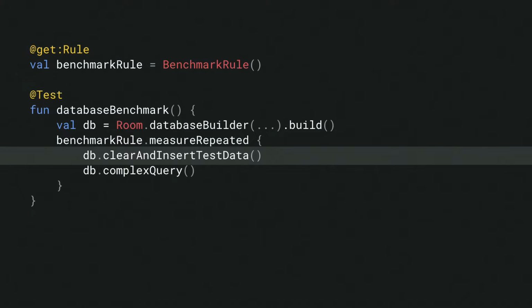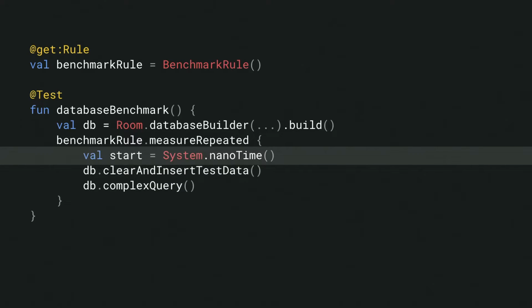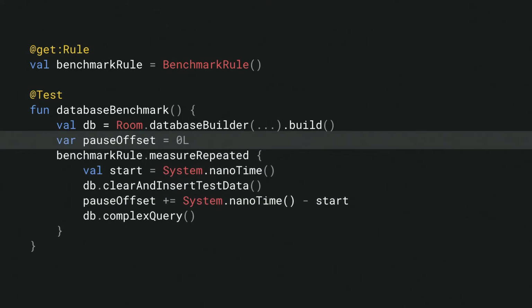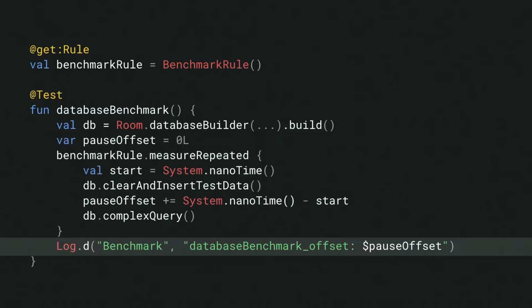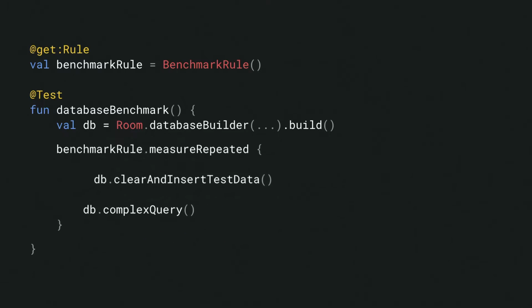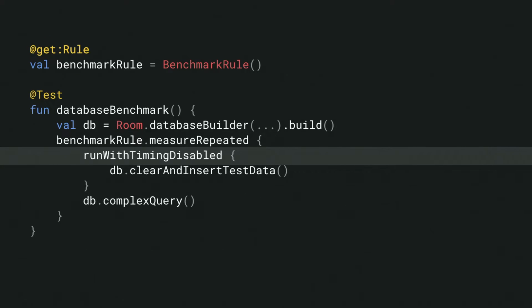But there's another problem here. We're now measuring more than we actually care about. So what are we going to do? Well, we could do the previous thing where we take the system time before and after, maybe save that to some variable, output the result, then subtract that from our final result, and then we'll have our actual result that we care about, right? Well, this is, again, very verbose, and fortunately, this is a common use case that we run into too. So we've created an API for this as well. And that's the runWithTimingDisabled block.